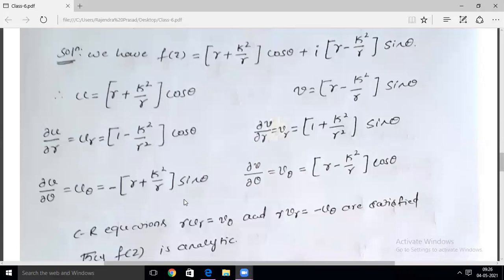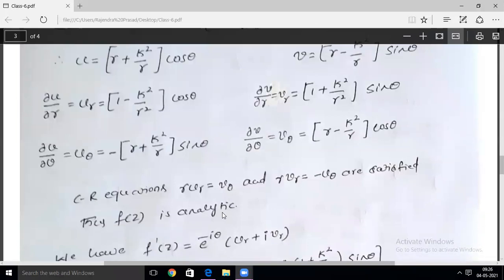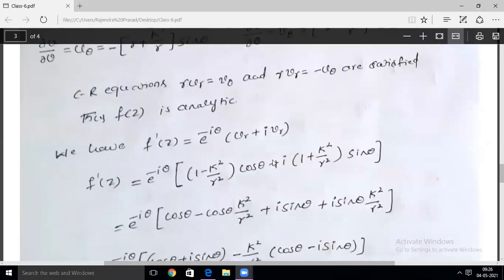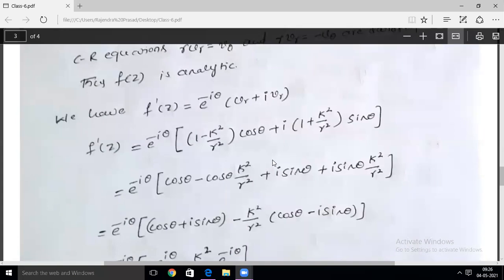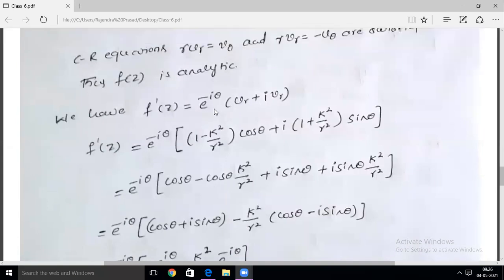Obviously the CR equations are satisfied, so the given function is analytic. Next part, we have to find its derivative. So we have f dash of z is equal to e power minus i theta into ur plus i vr.